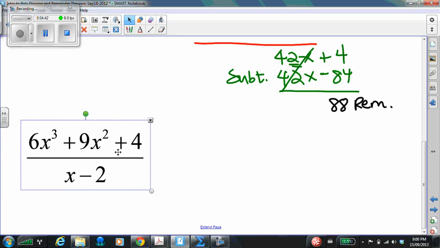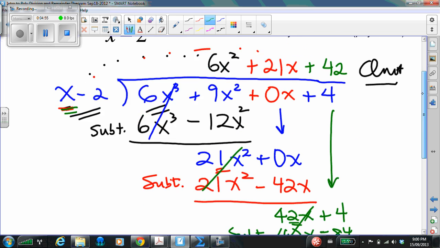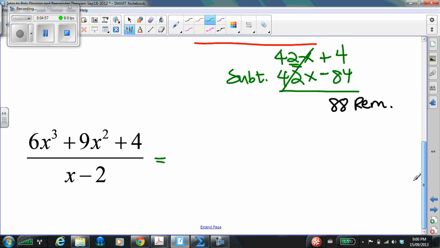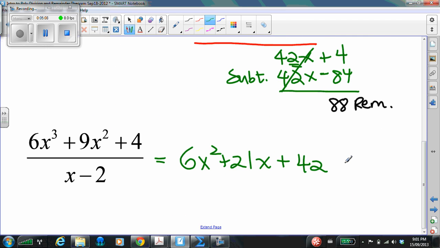The answer to 6x cubed plus 9x squared plus 4 divided by x minus 2 is, check our quotient up there, 6x squared plus 21x plus 42, I think that's correct, plus the remainder, 88, still to be divided by x minus 2.